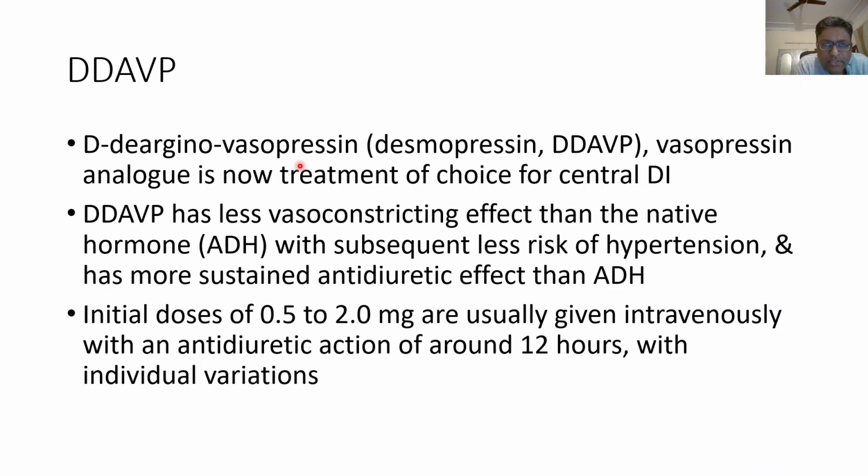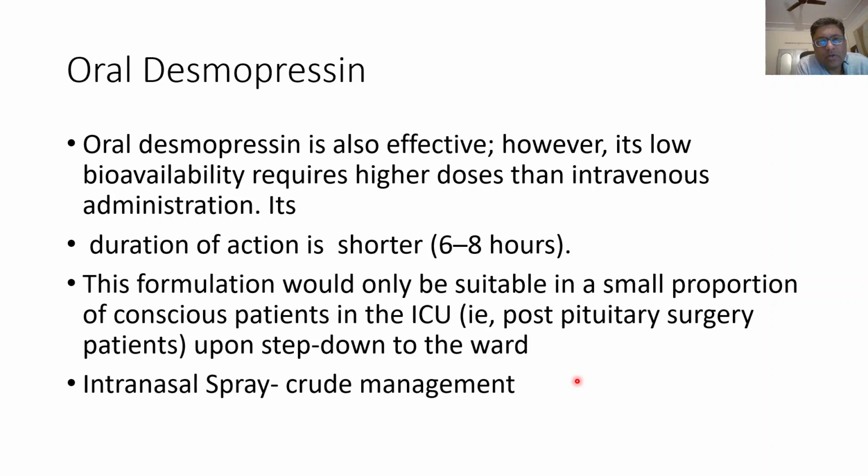Desmopressin, a vasopressin analog, is the treatment of choice for central DI. It has less vasoconstricting effect than the native hormone, with less risk of hypertension, and a more sustained antidiuretic effect than ADH. The initial dose is about 0.5 to 2 micrograms, given IV, with an antidiuretic action of around 12 hours. Oral desmopressin is also effective, but its bioavailability is less and it requires higher doses than IV administration. Duration of action is shorter, 6 to 8 hours. Intranasal spray can be given, but that's a crude management. Whatever you are giving, we have to keep measuring sodium and urine output to avoid overcorrection and undercorrection.